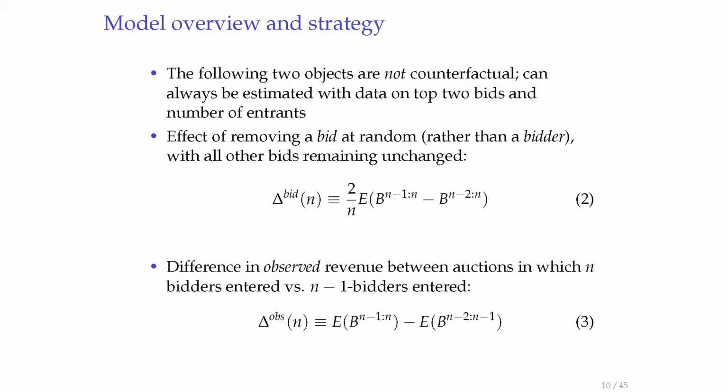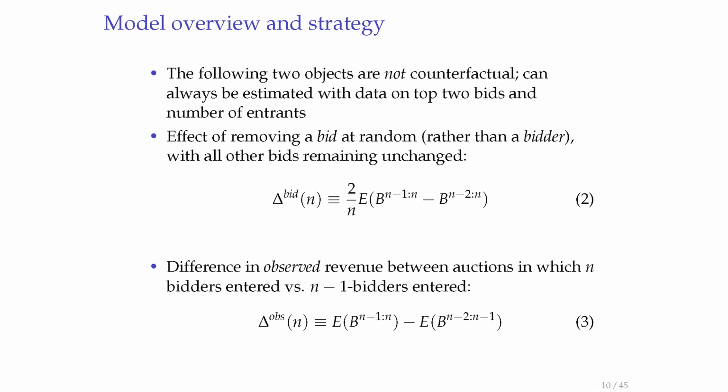We'll describe two other objects now that are things we can observe in the data. So the first object, this delta superscript bid, is if you were to remove a random bid of the realized bids, not remove a random bidder and let them reshuffle. It's not a counterfactual object.